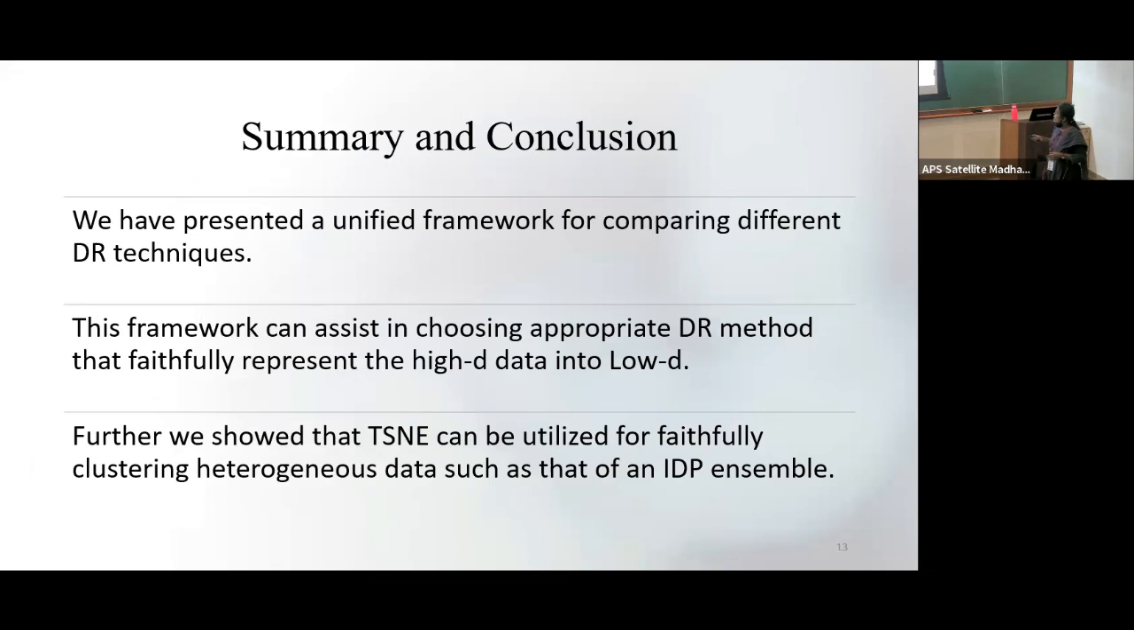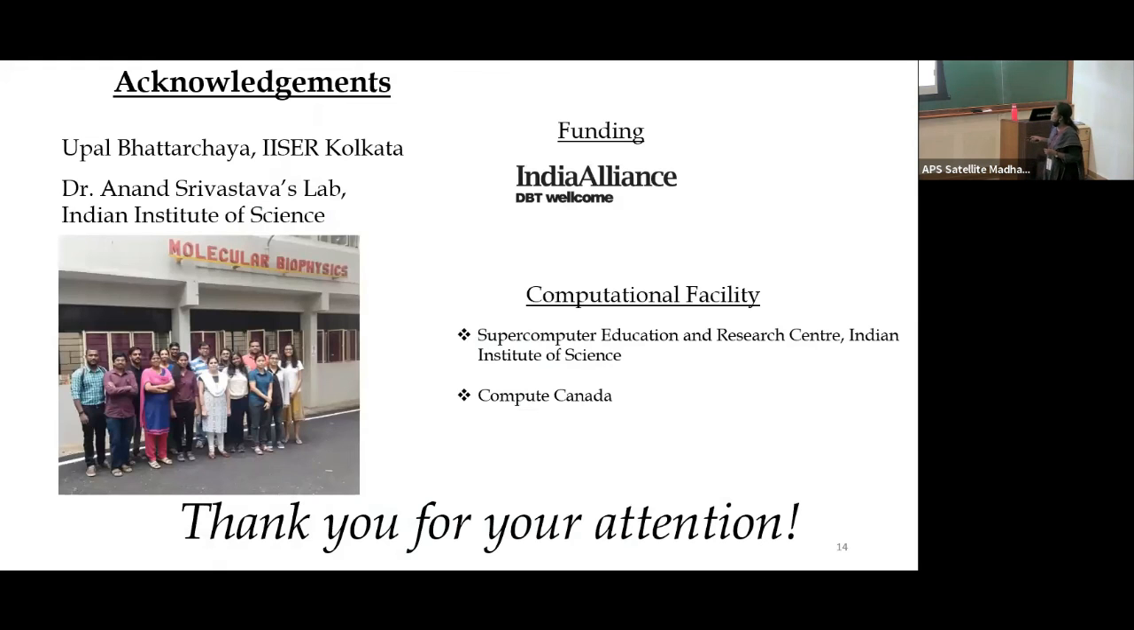So with this, I would like to summarize and conclude my talk: we have presented a unified framework for comparing different dimensionality reduction strategies, and we have found that t-SNE can be utilized for faithfully representing IDP heterogeneous ensemble data.